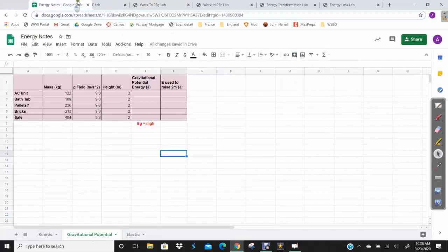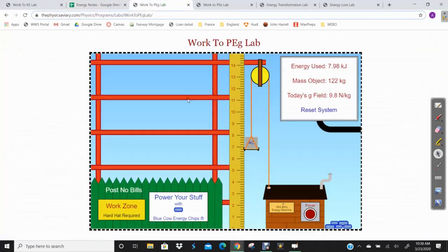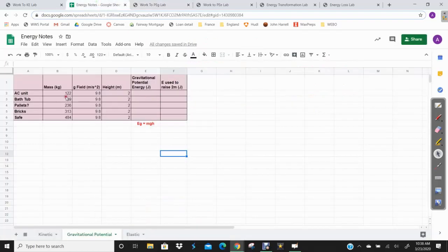little lab here, which is potential energy. So what we're going to do is choose some different masses. There's some different things here. And we're going to raise them all up to 2 meters. Okay, so I've already put this in here. We've got the masses put here. We've got the gravitational field, or the acceleration due to gravity, set at normal Earth conditions, and we're going to raise each of these objects 2 meters into the air.